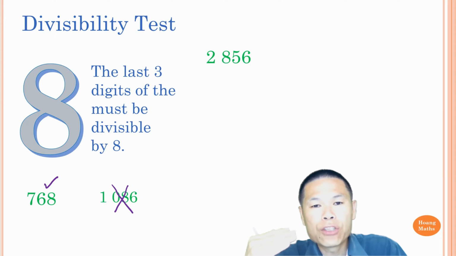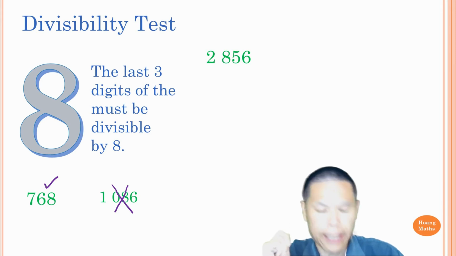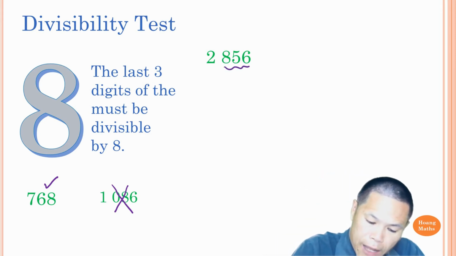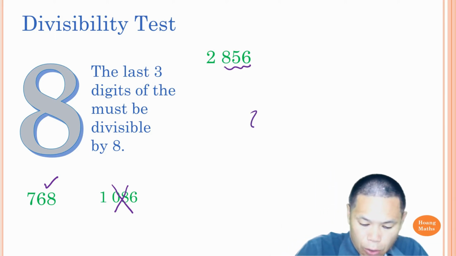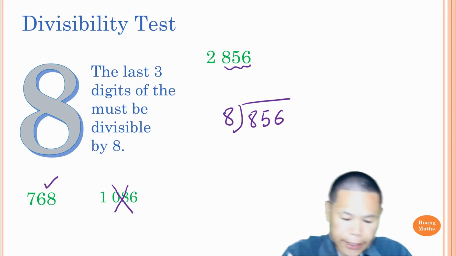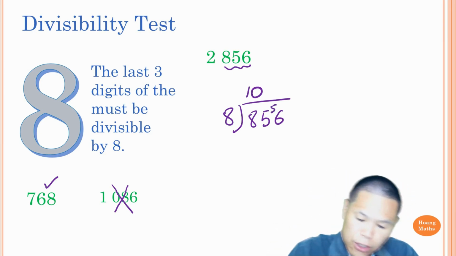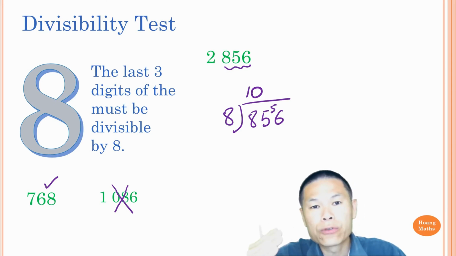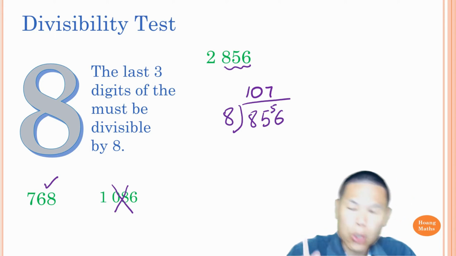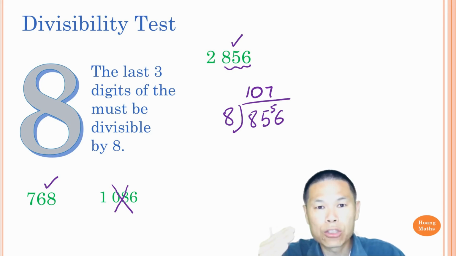2856. Is this divisible by 8? Can you please pause the video and try this one, see if you can? Right, let's check it out. The last 3 digits are 856. So we just go 856 divided by 8. And 8 goes into 8 is 1. And 8 doesn't go into 5, so the remainder is 5. So it becomes 56. So 8 goes into 56 is 7 times, because 7 times 8 is 56. So there is no remainder. So therefore, this is divisible by 8.